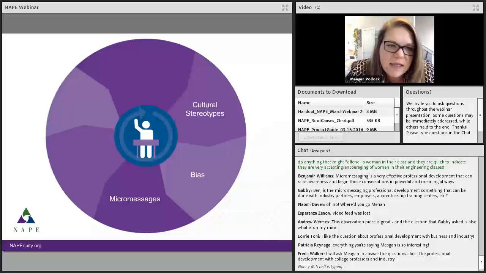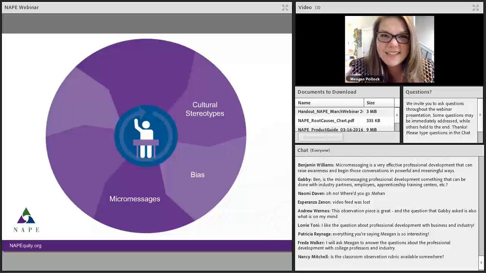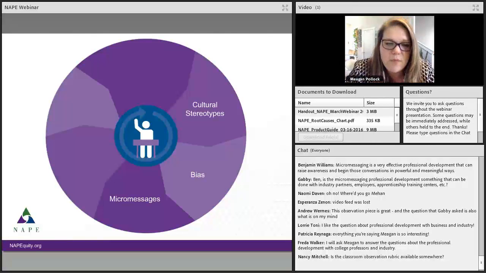What's so powerful about positive micromessages is that they build students up. They make students feel valued, encouraged, and included. Whereas microinequities, or negative micromessages, you can think of as a wall. These tear students down. They make students feel excluded and discouraged. They are more likely to feel isolated. And we don't want to send those messages, right? We want to build our students up with really positive micro-affirmations.